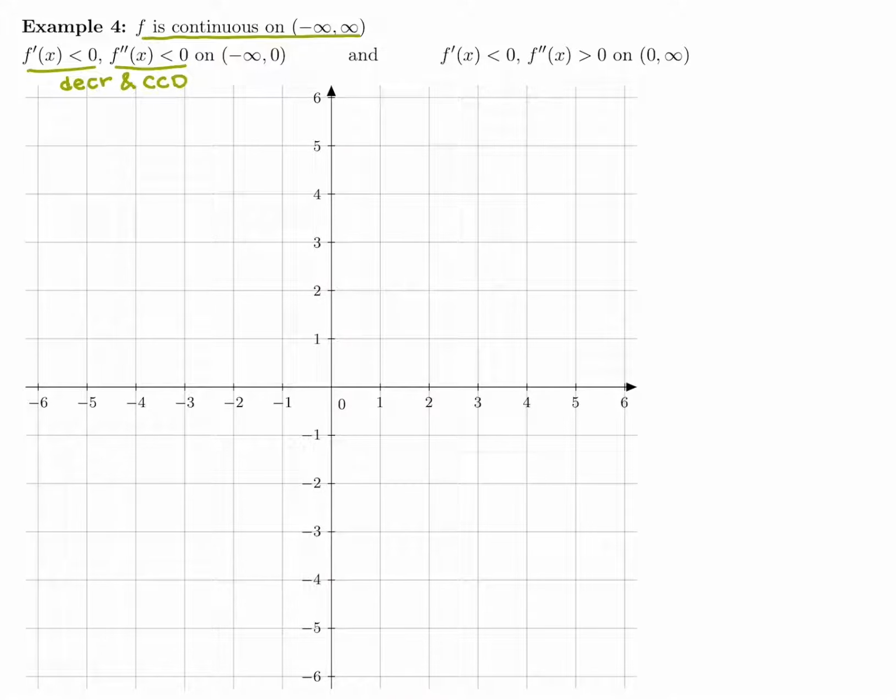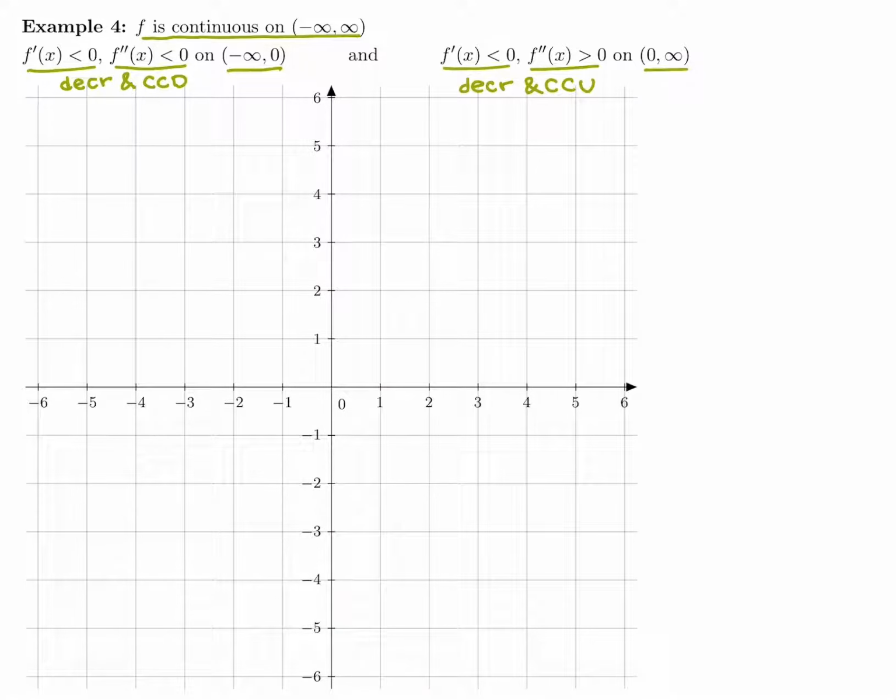And that's at least from negative infinity to 0. So we're going to switch at x is 0 to where we have the first derivative is less than 0. So we want to be decreasing again. But the second derivative is bigger than 0. So we're going to be decreasing and concave up from 0 to infinity. It's on the other half of the graph. So let's narrow this down piece by piece.